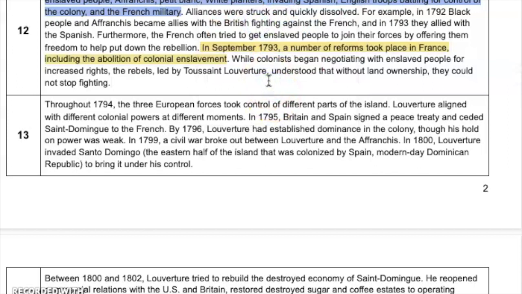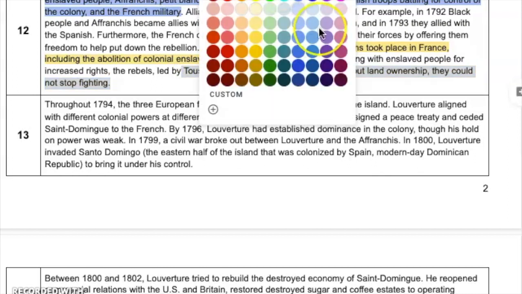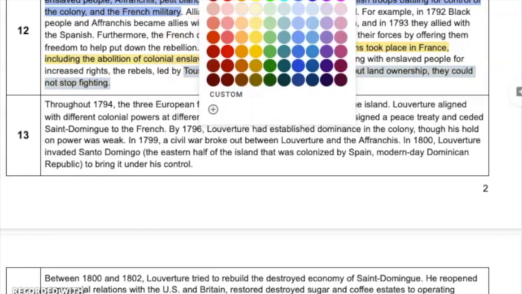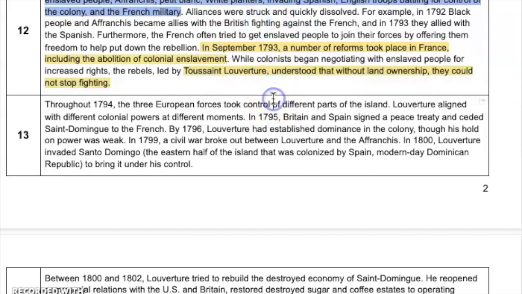While colonists began negotiating with enslaved people for increased rights, the rebels, led by Toussaint Louverture, remember he was an Afranchis individual, understood that without land ownership, they could not stop fighting. So while some people were considering ending this revolution when France started to create reforms to end slavery, Toussaint Louverture and his following said they need the right to own land. You could really put this under social or political, but this is kind of what rights they're fighting for.